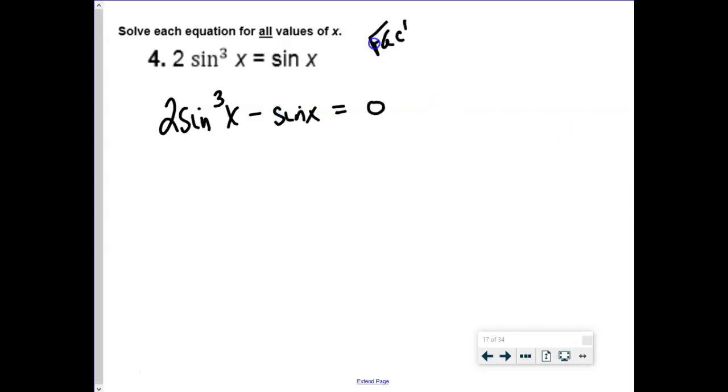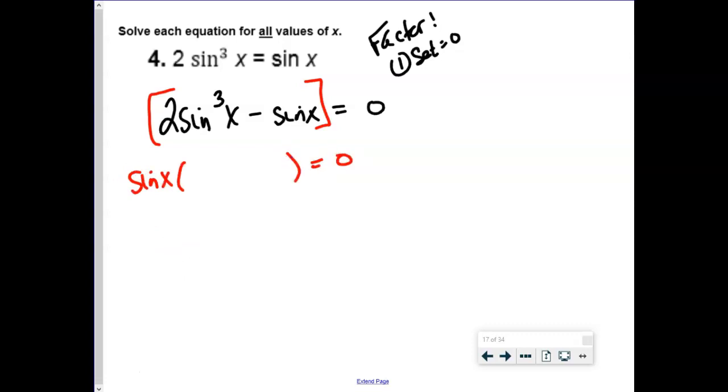All right. So we did factor, or we're going to factor, I should say, but first we had to make sure it was set equal to 0 before we did any factoring. All right. Now tell me how you're going to factor this baby. Very good. So removing a sine from that, you still have 2 sine squared minus 1. Don't worry, it'll work out. And now that we're all factored, it is a thing.